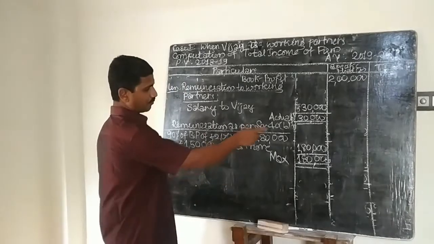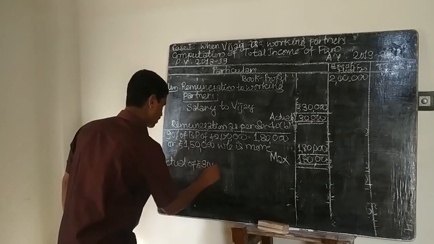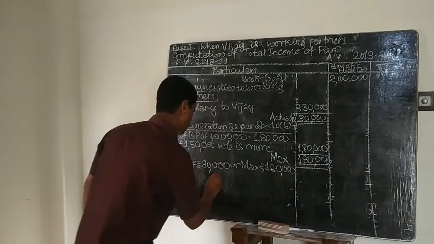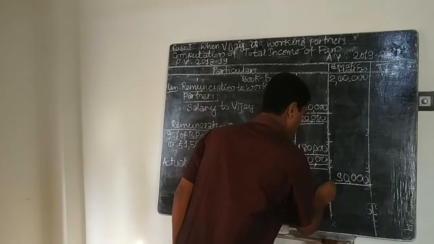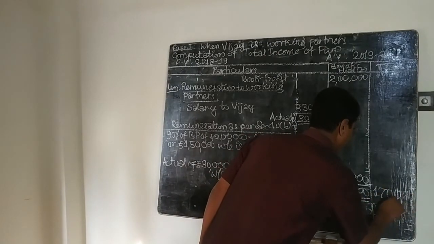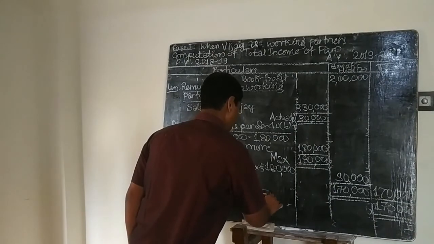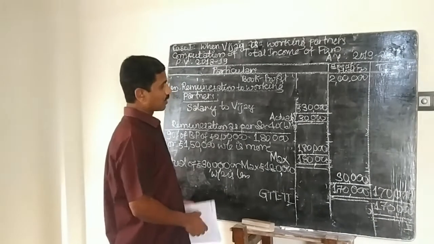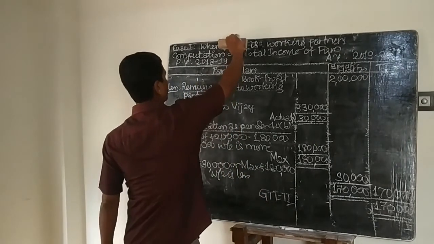So we should compare the actual with the maximum. Actual of rupees 30,000 or maximum of rupees 1,80,000, whichever is less, so that comes to 30,000. So 1,70,000 is income from business. There are no other heads of income here. So 1,70,000 is GTI, which itself is total income, as the firm has not made any expenditure here. In the earlier case, we shall have a comparison later on. Now let us go for the next one.